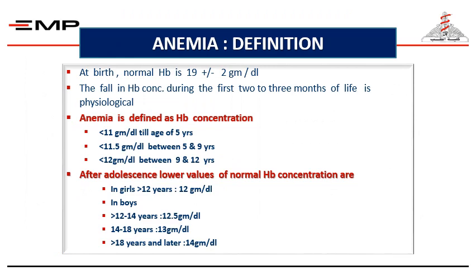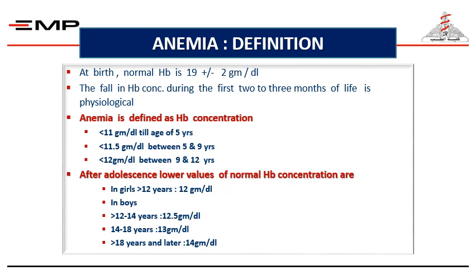So, speaking of the anemia definition in pediatrics, we should say that it's hemoglobin below the normal for age and sex. What are our expectations at birth? Normal hemoglobin is 19 grams plus or minus 2 grams per deciliter. Then there is a fall in the hemoglobin concentration during the first 3 months of life.